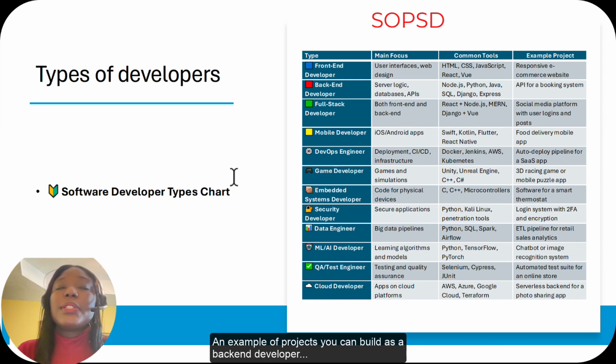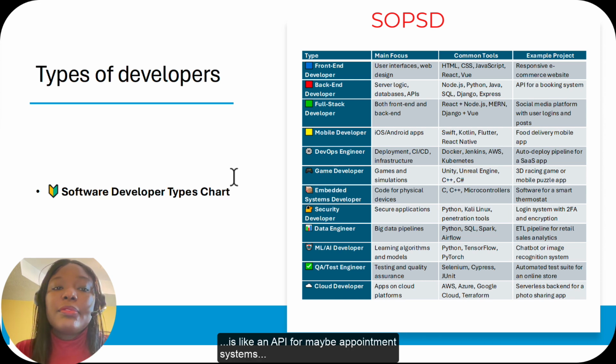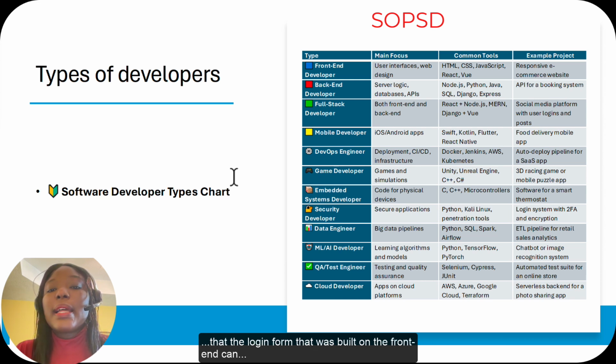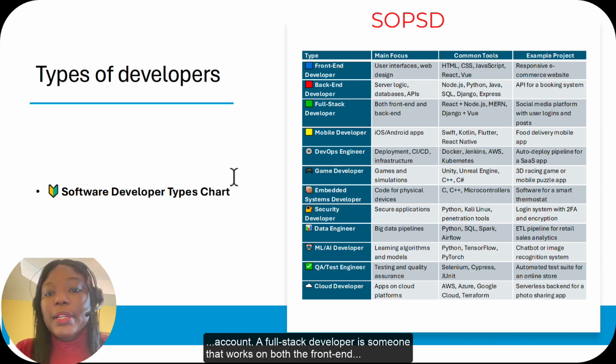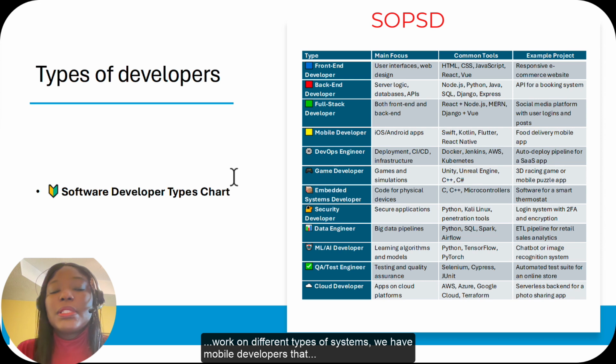An example of projects you can build as a back-end developer is an API for maybe appointment systems. And there are many things you can actually do. You can make sure that the login form that was built on the front end can receive data, pass it somewhere in the database, and allow the user to log in with those credentials that were used to create that account. But a full stack developer is somebody that works on both the front end and the back end. And then we have other developers that work on different types of systems.